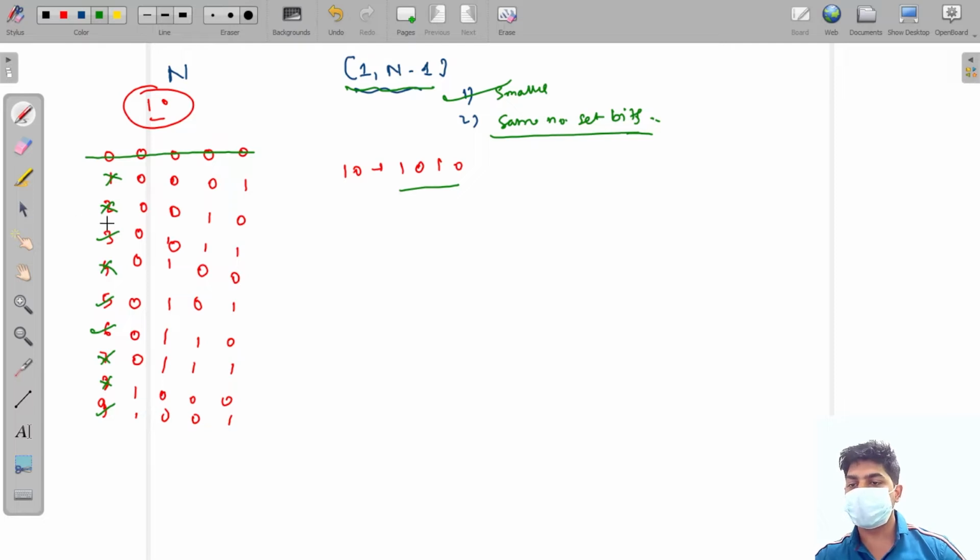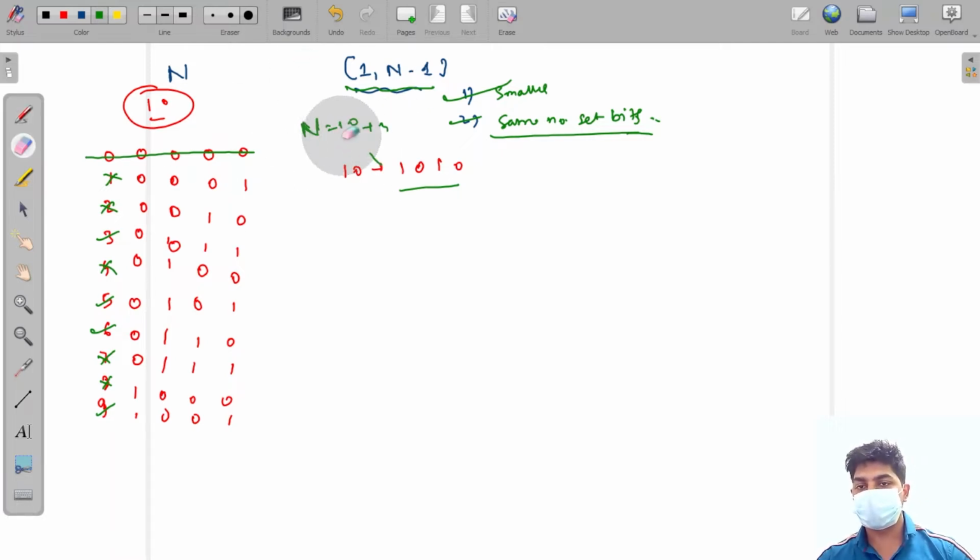If we see, there are 4 numbers which satisfy both of these conditions. So if n is given as 10, our answer will be 4, since there are 4 numbers in the range 1 to 9 which have the same set bits as that of n equals 10. Okay, so this was the problem part. This is what we have to do in this particular problem. Now let's see how we can solve it.